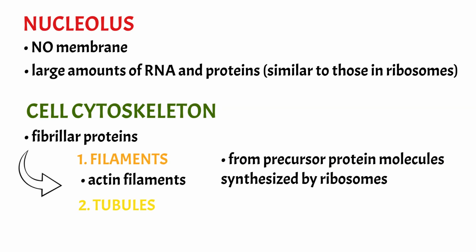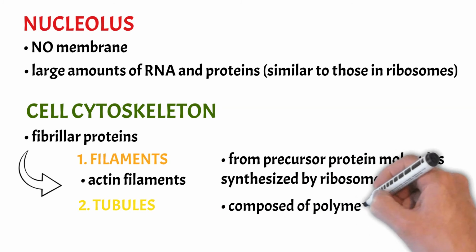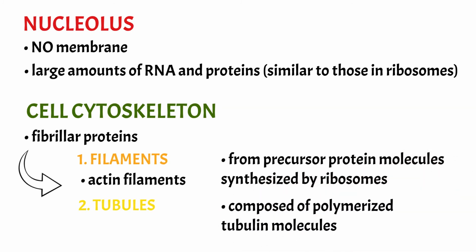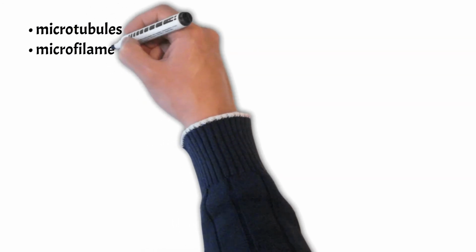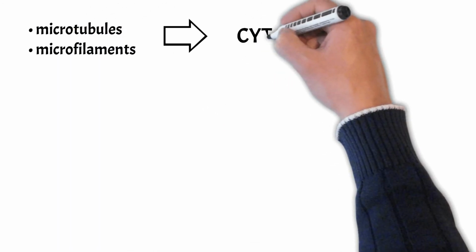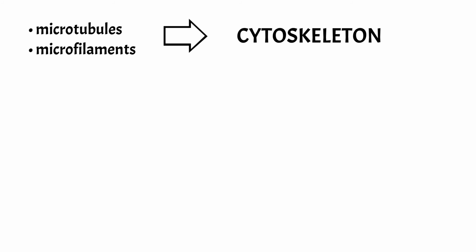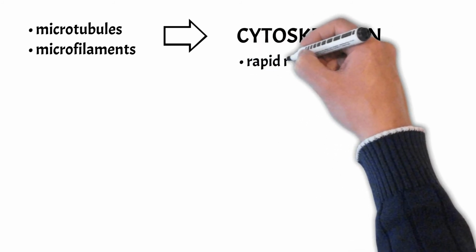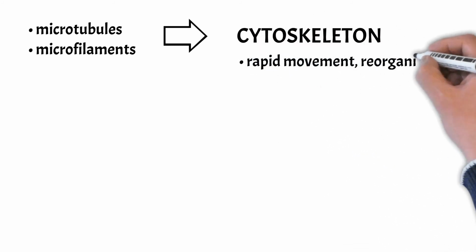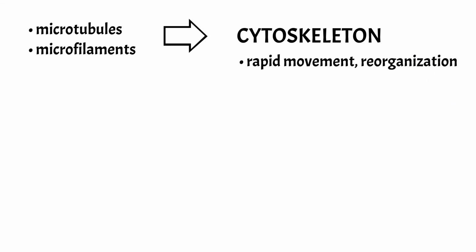A different type of filaments is composed of polymerized tubulin molecules that form strong tubular structures, microtubules. Microtubules provide physical structures for certain parts of the cell. Microtubules and microfilaments together form the cytoskeleton. It's a structure that is capable of rapid movement and reorganization, so even though it's called cytoskeleton, you shouldn't imagine it as something very rigid.